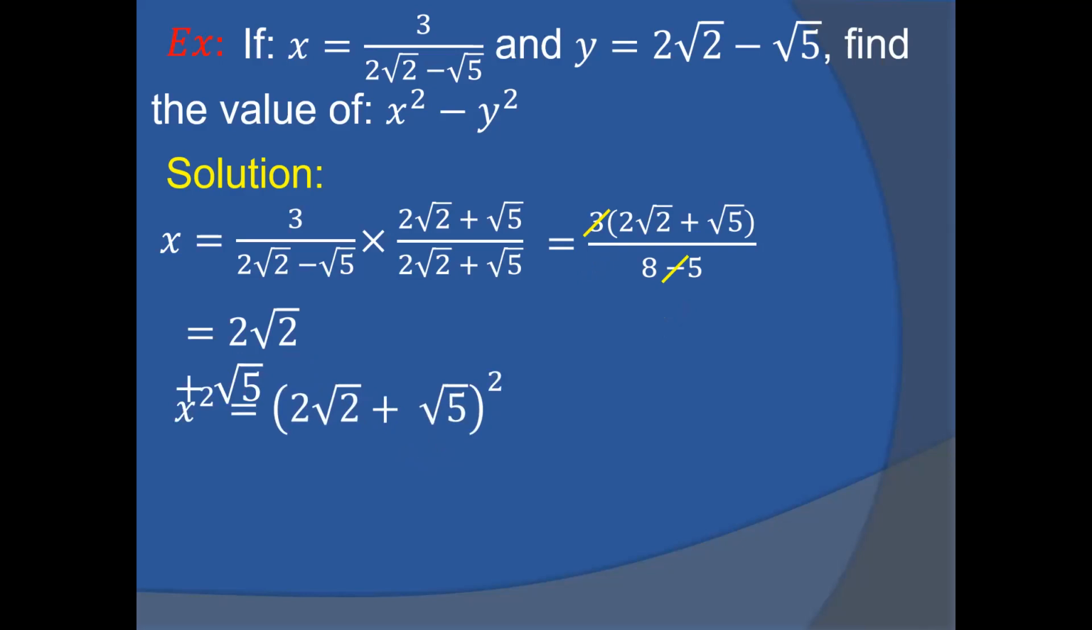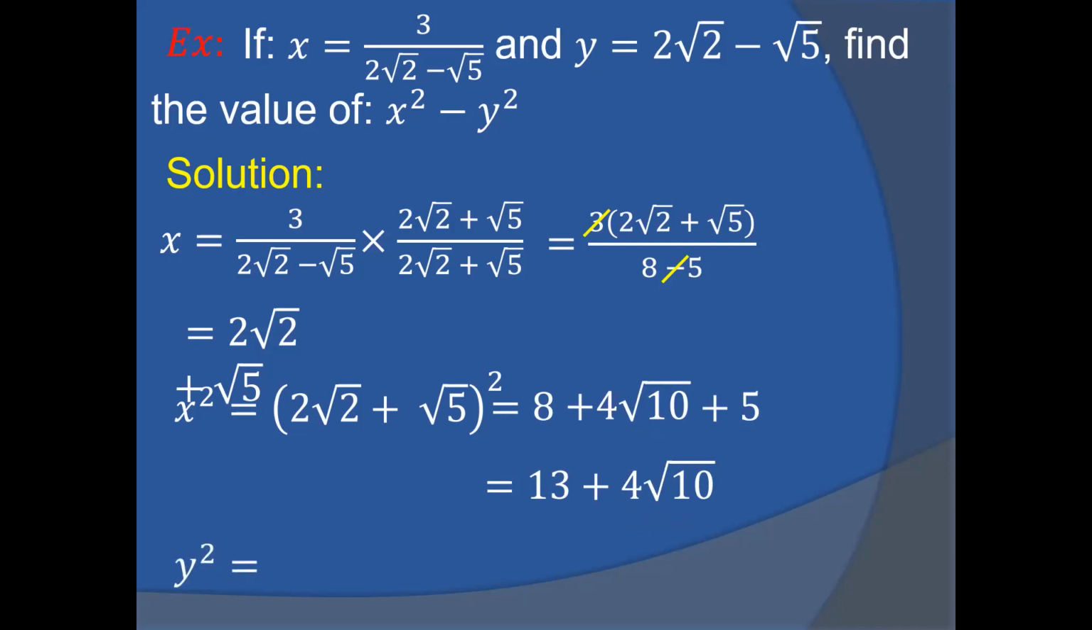I'll make it power 2. X power 2 means 2 root 2 plus root 5 power 2. I'll multiply 2 root 2 by itself, it will be 4 times 2 equals 8. And root 5 times root 5 will be 5. And 2 times 2 root 2 times root 5 will be 4 root 10 in the middle. So 8 plus 5 equals 13, and put 4 root 10 as it is. The answer would be 13 plus 4 root 10.